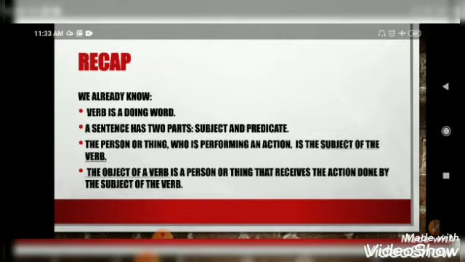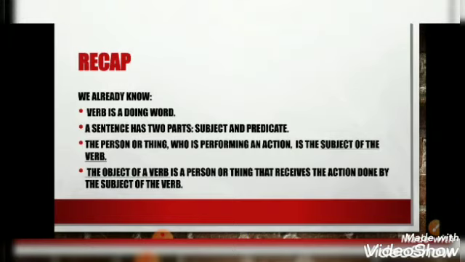We already know that a verb is a doing word. He is playing. The baby is sleeping. My mother cooks delicious food. In this, playing, sleeping, cooks, these words are verbs because these words are doing words.